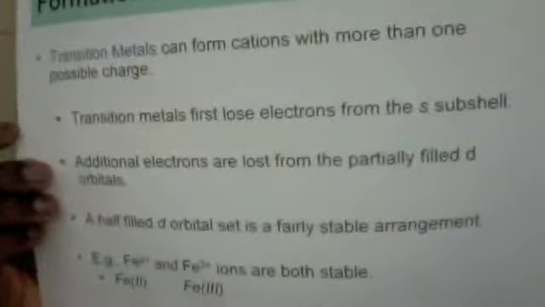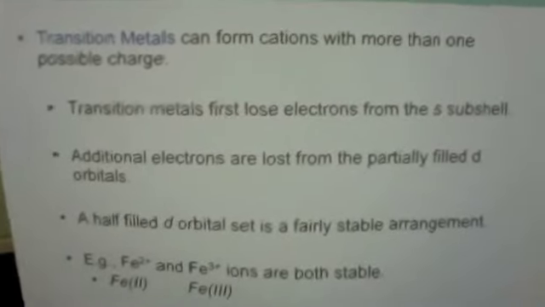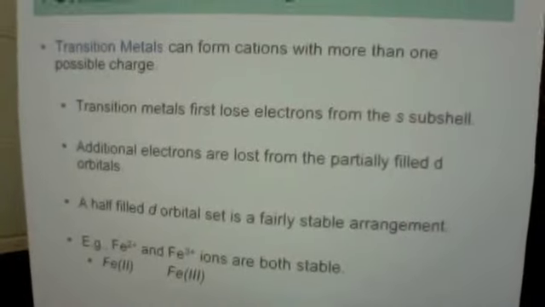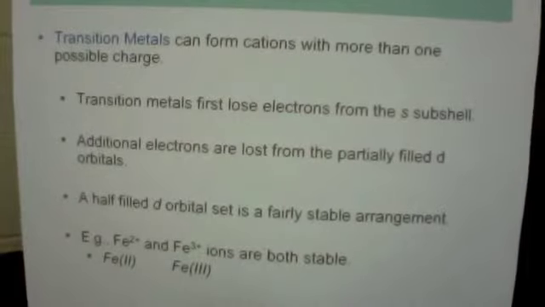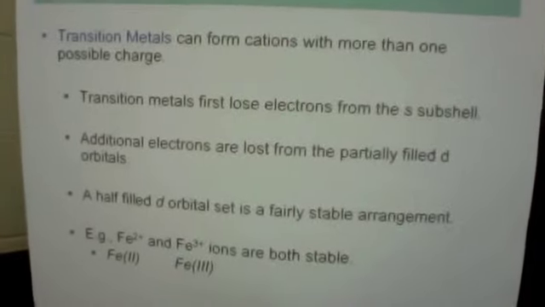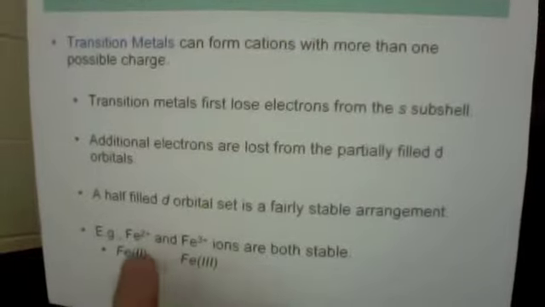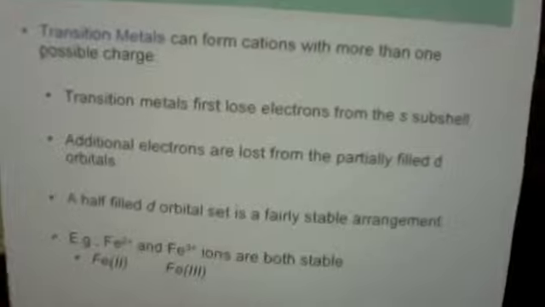To go into more about cations, we know that transition metals can form cations with more than one possible charge. They must first lose an electron from the S subshell, and additional electrons are lost from the partially filled d orbitals. Half-filled d orbitals are set in a fairly stable arrangement. Here's an example in Fe2+ and Fe3+. They're both stable. So those are transition metals that work as cations.